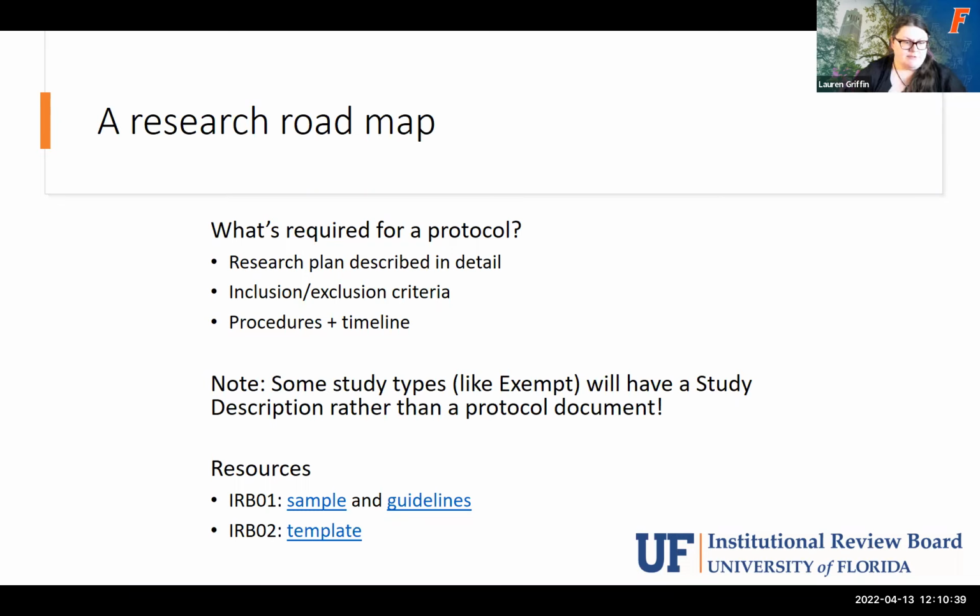And we do have some resources here. We have samples, templates, guidelines. All of this has more information on what specifically we're looking for in protocols.